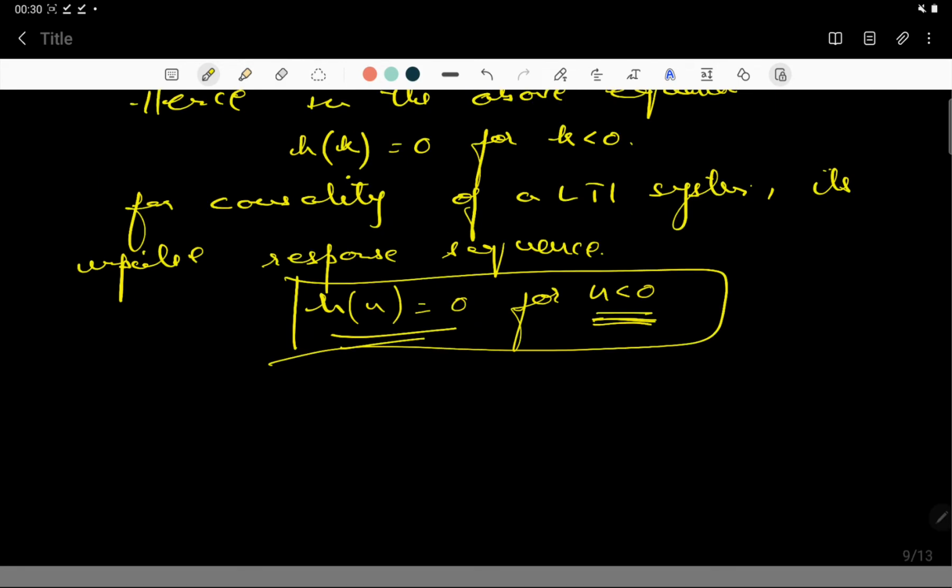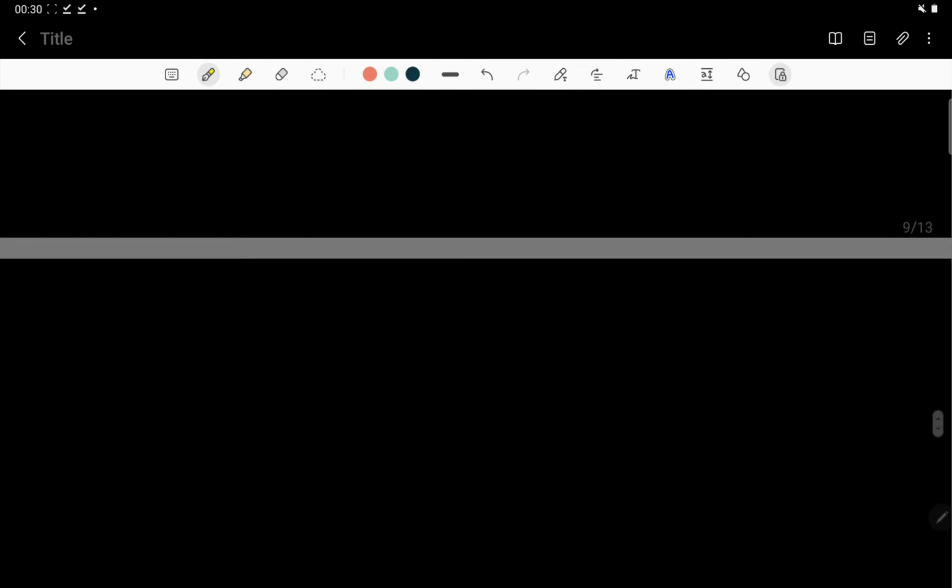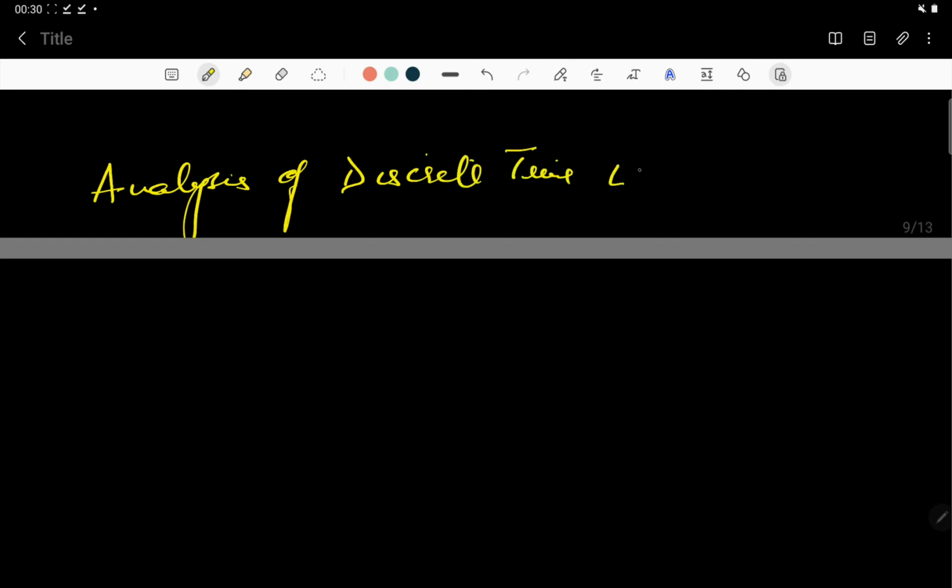Now further, let's do the analysis of a discrete time linear time invariant system in the Z transform domain.